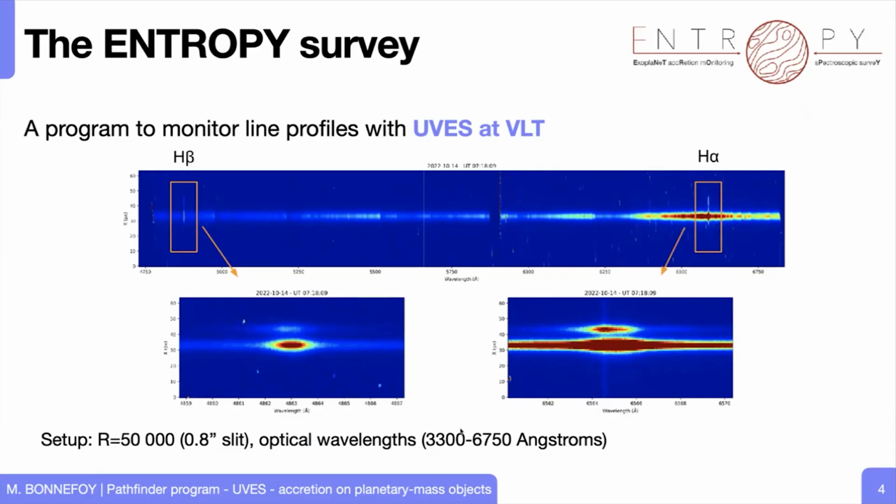And using a custom algorithm along the slit, you can deblend the H-alpha line from the companion from the one of the star and study its line profile. You can do this for other lines because the instrument is covering the whole optical range up to the UV, and so you can access other emission lines. For instance, this is H beta. And so this is what we did.